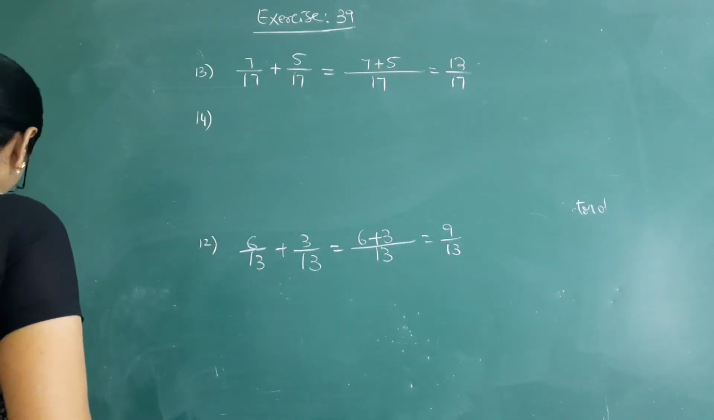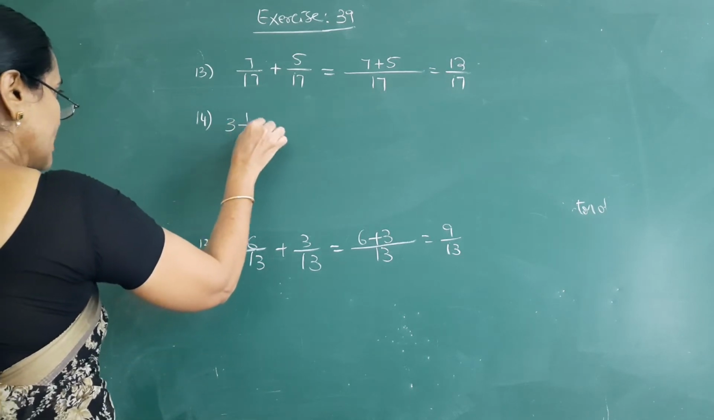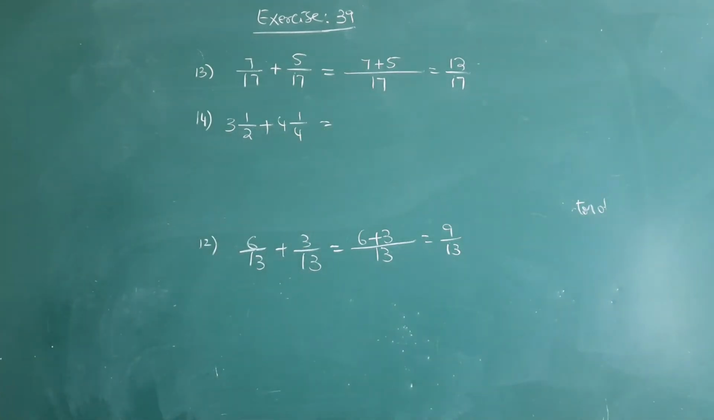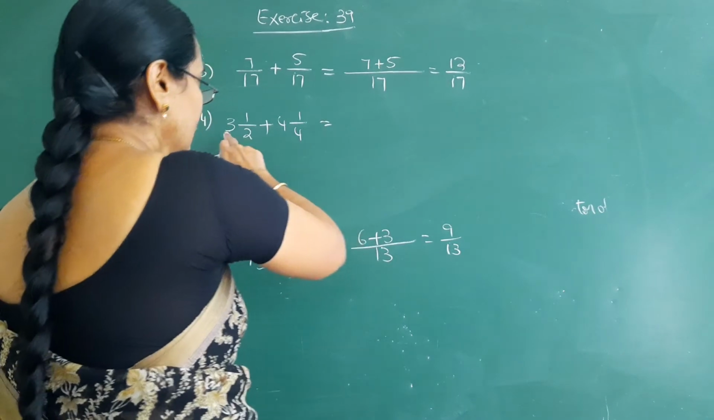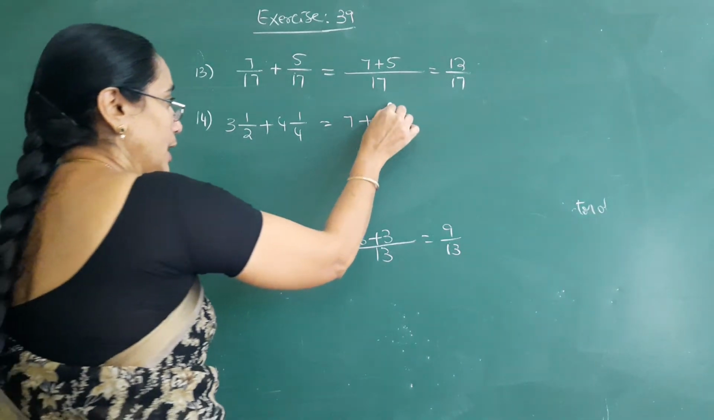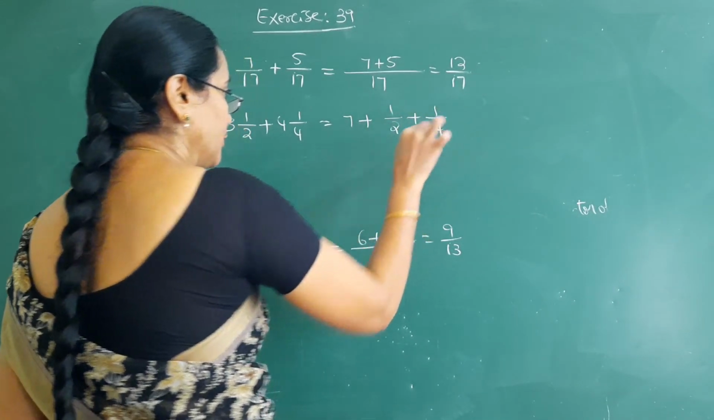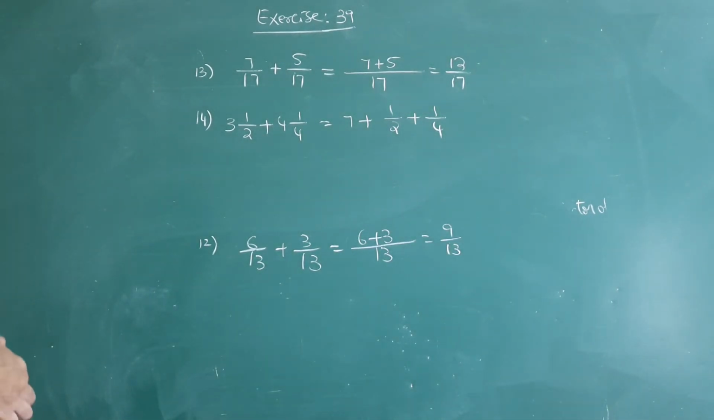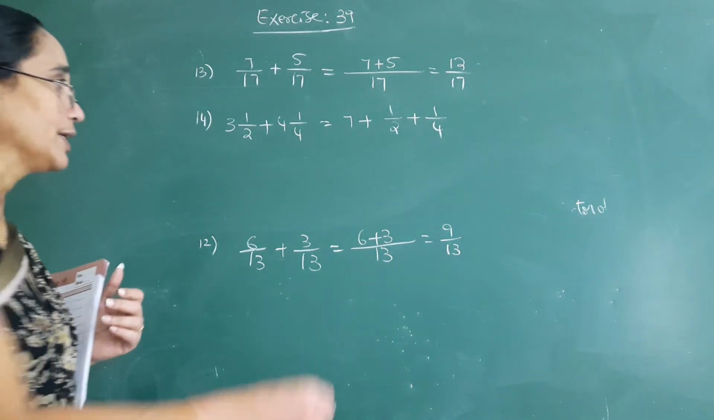So in the 14th problem, 3 1 by 2 plus 4 1 by 4. Here they have given mixed fractions. In the case of mixed fractions addition, you have to add the whole parts. Here the whole parts are 3 and 4. 3 plus 4, 7. And next you have to add the proper parts, 1 by 2 plus 1 by 4. Otherwise you have to convert mixed into improper fractions, but it takes lengthy calculations. If you add the whole part separately and the proper part separately, it is very easy.